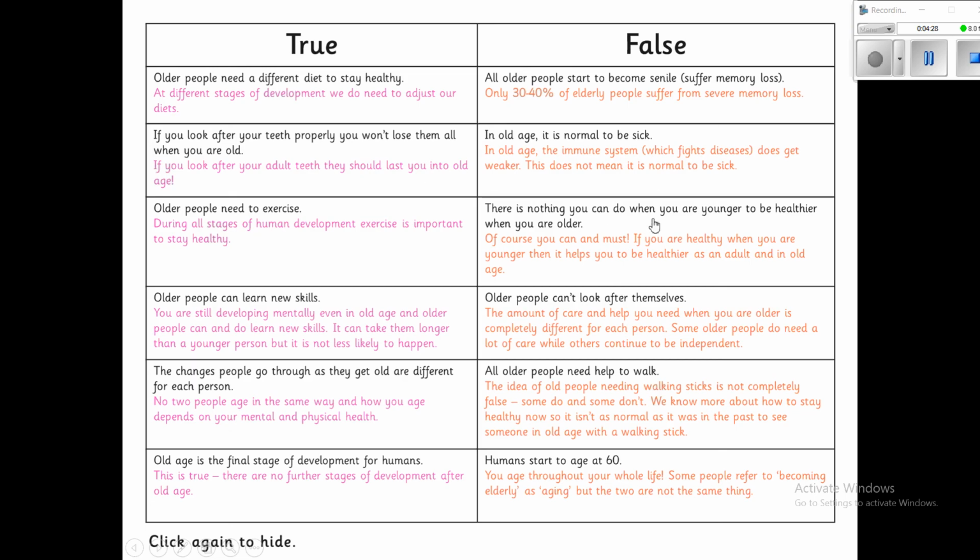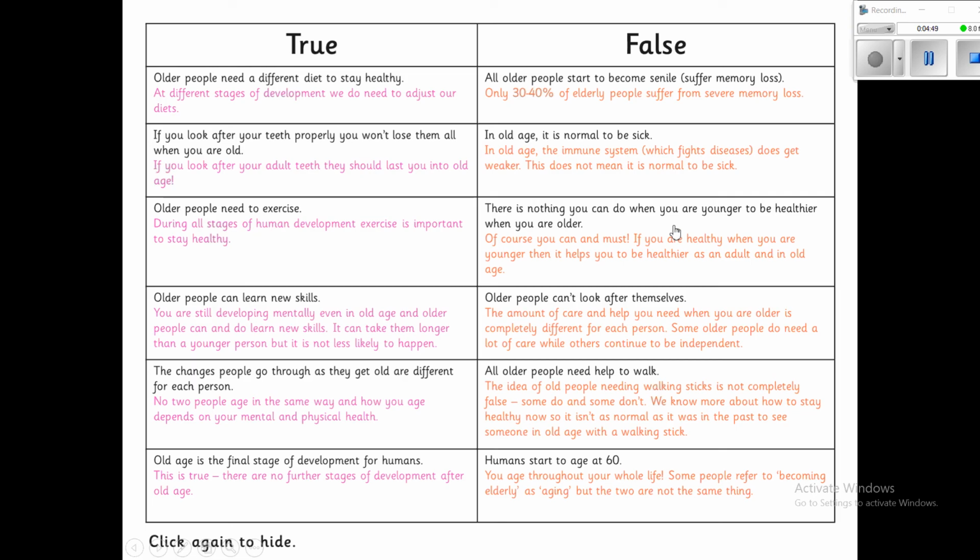There is nothing you can do when you are younger to be healthier when you're older. That's completely false, okay? If you're still exercising, eating healthy, looking after yourself, looking after your body, then when you're older, that will be brilliant for you, okay? So if you're looking after your body now, at your age, when you get older, your body will still be healthy.